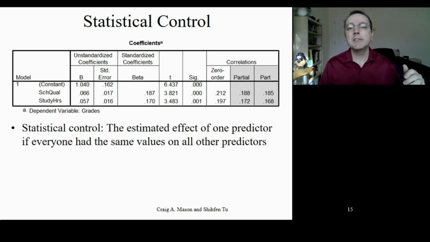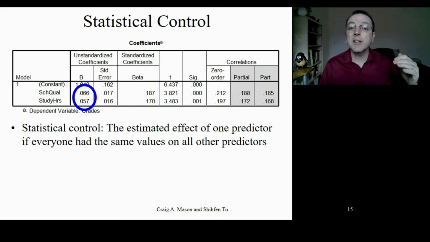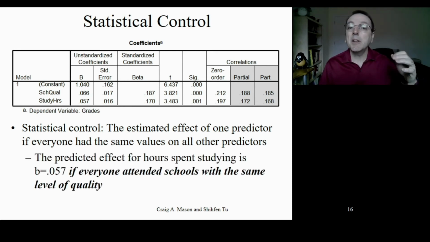To see what I mean by that, let's return to our example in which we use a measure of the quality of the school a child attends and the number of hours they spend studying as predictors of their grade. Statistical control means that the regression coefficient for each of these variables is the estimated effect of that variable if we could somehow make everyone have the same values on the other variable. For example, the predicted effect for hours spent studying is B equals 0.057. If everyone was in the same quality of school, we would predict that a student's GPA would increase by 0.057 for every hour they spent studying.